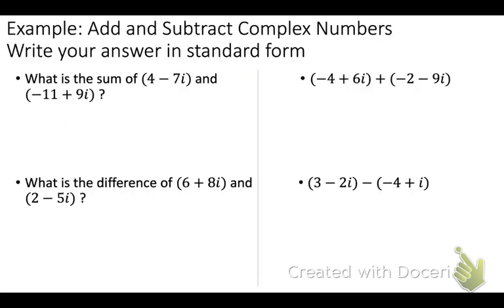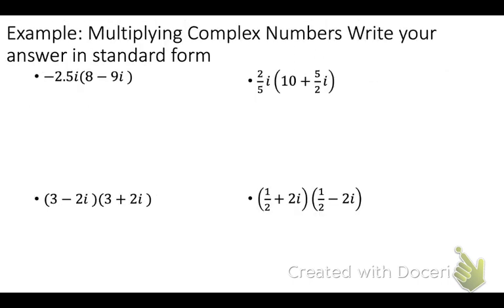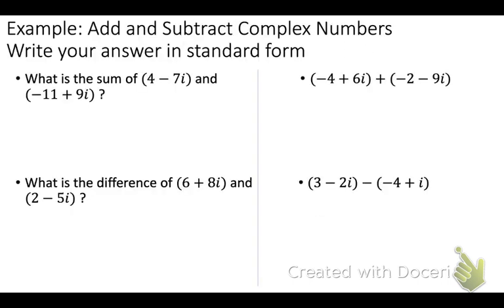Okay. Add and subtract the complex numbers. Write your answer in standard form. So I have, what is the sum of 4 minus 7i and negative 11 plus 9i? So sum means to add. So I legitimately have 4 minus 7i plus negative 11 plus 9i. This is combining like terms, guys. Complex numbers have real and imaginary parts. So real to real, imaginary to imaginary.